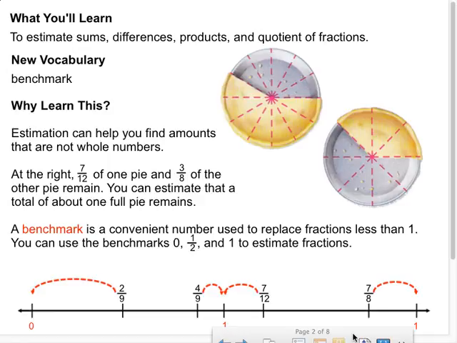A benchmark is a convenient number used to compare fractions, such as fractions less than 1. You can use the benchmarks 0, 1/2, and 1 to estimate fractions. Okay, so here's what they're saying. Sometimes they might say, see this fraction? Decide if it's closer to 0, half, or 1. And we're going to use that to estimate the value.